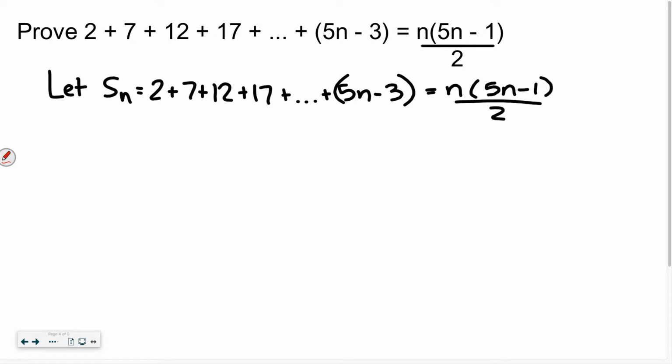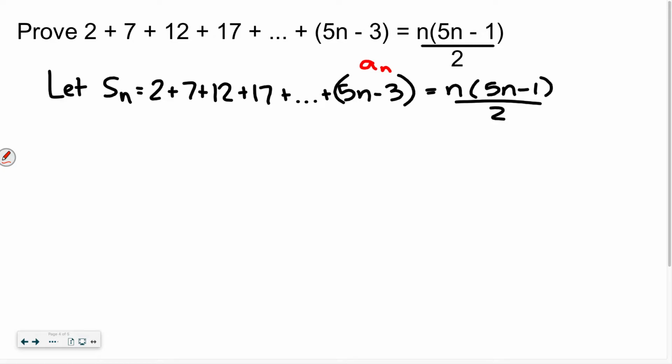In your let statement, you really have 2 bits of information. You have the long sum of the terms in some sequence. So 2 plus 7 plus 12 plus 17, add up all the terms. When it gives you this 5n minus 3, just a good reminder for what's happening within your proof, that represents some a sub n, like a rule for your sequence.